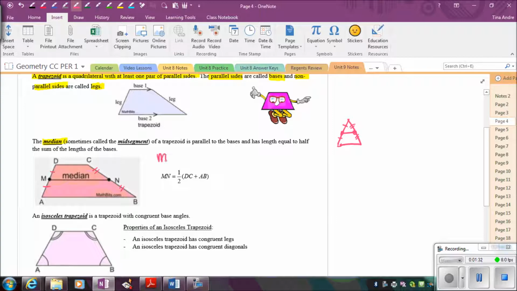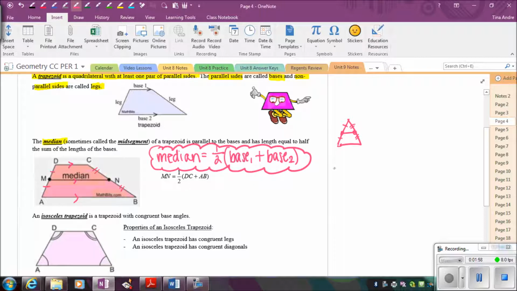But one thing to know here is that the median is going to be parallel. So all of these are parallel. It's parallel to the bases. And also the median is going to be equal to 1/2 the sum of the bases. So instead of just saying 1/2 the base, well, there's two bases, so you have to do 1/2 the sum of the bases. So there's your formula for it. So that's how the length relates, and then also it's parallel, just like in the triangle.